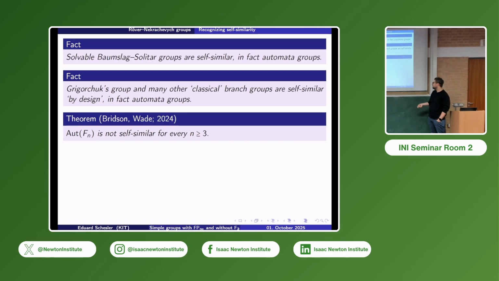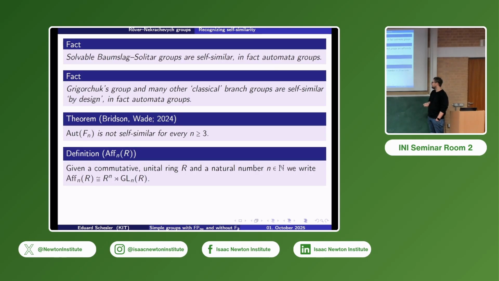Yeah, Out Fn is not self-similar, and the reason is that, okay, they did not formulate it that way, but it is almost a direct consequence, since the abstract commensurator coincides with the automorphism group of Out Fn.